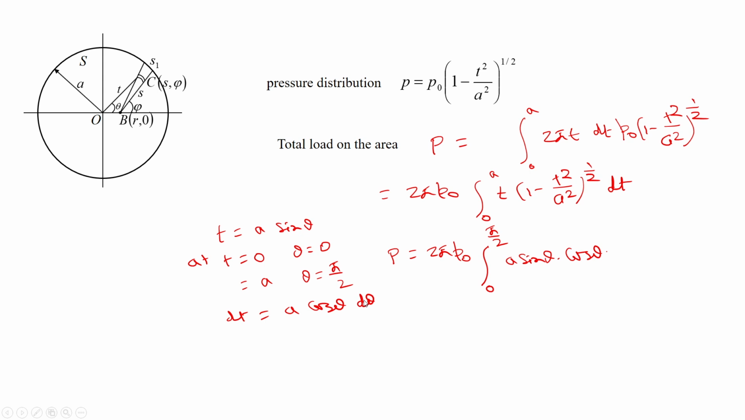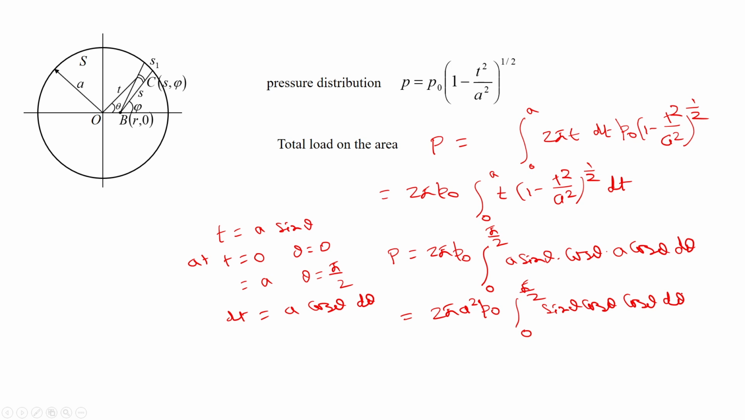So, here dt will be a cos theta d theta. Therefore, I have here 2 pi a square p 0, integral from 0 to pi by 2, sin theta cos theta into cos theta into d theta.